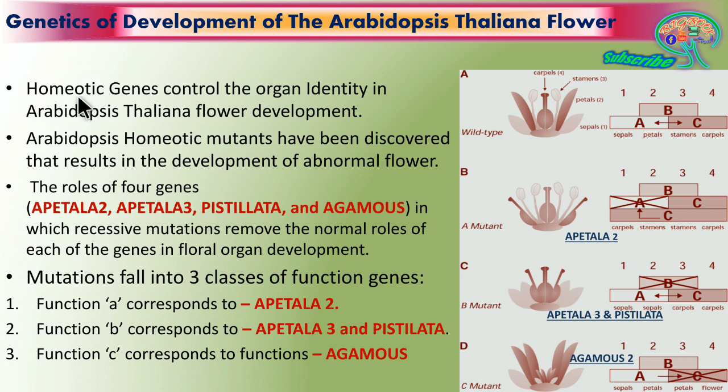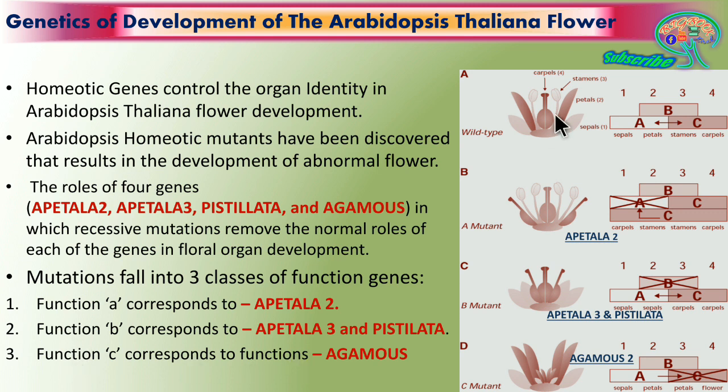Now here, as we are discussing the homeotic genes controlling the organ identity within flower development, they correspond with the ABC model of flower development of the organ identity genes. These classes are function A genes, function B genes, and function C genes. In function A genes, there will be APETALA2. In function B genes, there will be APETALA3 and PISTILLATA, and in function C genes, there will be AGAMOUS. These are the 4 homeotic genes responsible for controlling the organ identity during the development of Arabidopsis thaliana, grouped into function A, B and C classes.